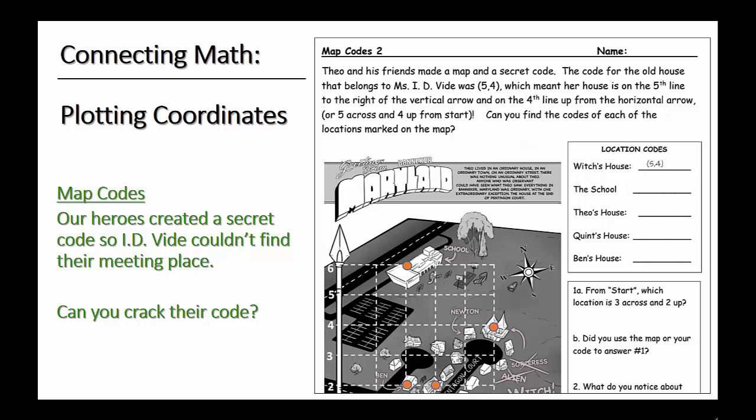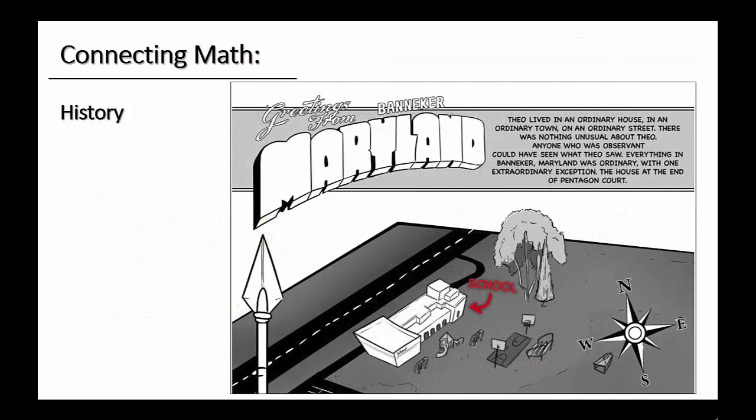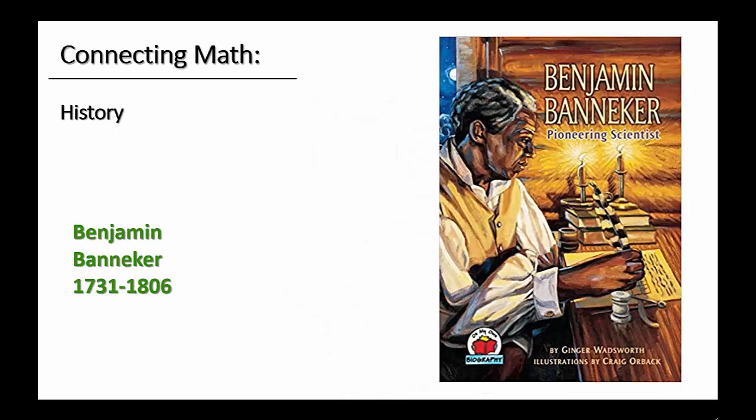You can also use Newton's Nemesis to connect to history. Notice that Theo and his friends live in Banneker, Maryland. That's named after Benjamin Banneker. From 1731 to 1806, he was our first African-American pioneer of science and mathematics.